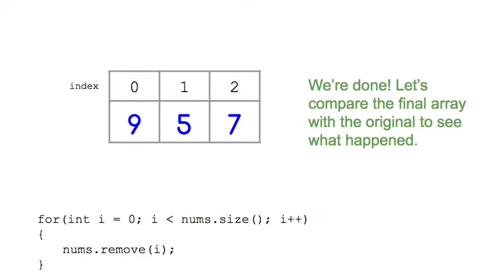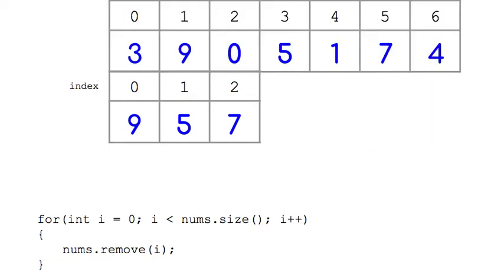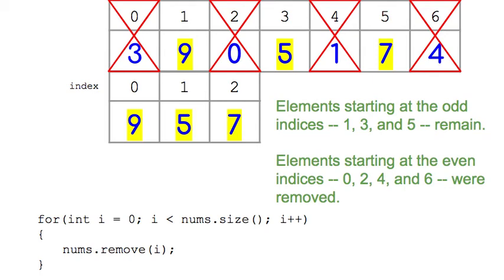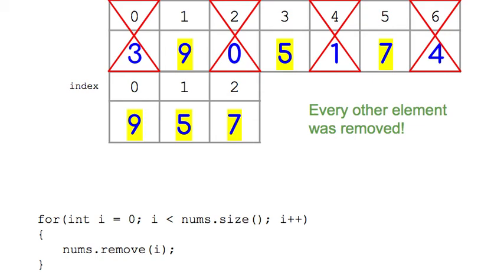Now let's compare the final array with the original array to see exactly what happened. Here's my original array. I notice that 9 remains, 5 remains, and 7 remains. The elements at index 0, index 2, index 4, and index 6 have been eliminated. So the elements at the odd indices are still there. The elements that started at the even indices were removed. Every other element was removed.